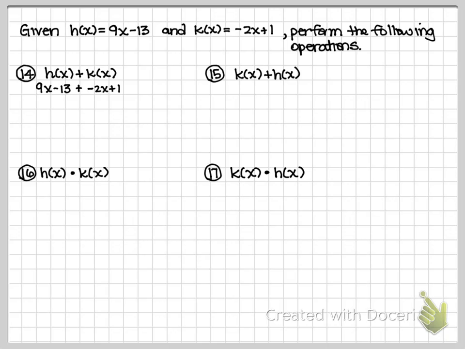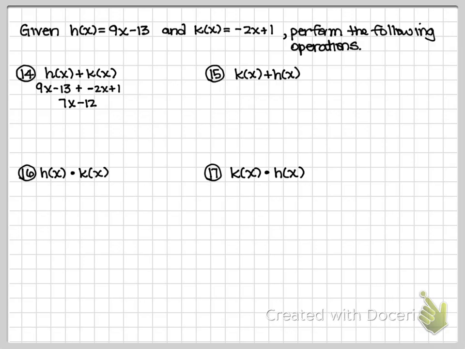Now, just combine like terms. Put the x's together, that's 7x. Put the constants together, that's minus 12. That's it, you're done. Don't do any more with it. There's nothing to do. Definitely don't put the 7x and the 12 together. That's bad. Okay, so now it says, okay, k of x plus h of x.